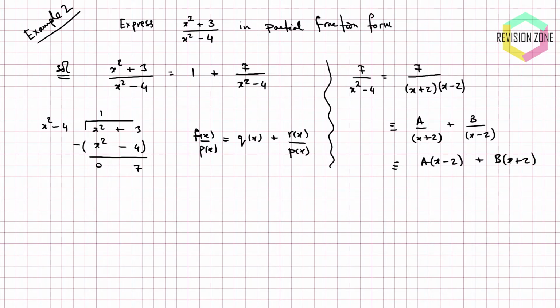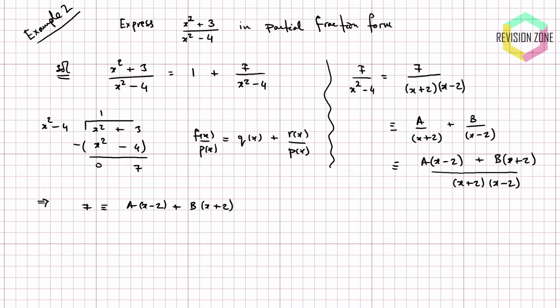And the entire reason we did this was so we can have the denominator to be x plus 2, x minus 2. But now that we have this, we can go on and say that we better have 7 being identical to a(x minus 2) plus b(x plus 2).